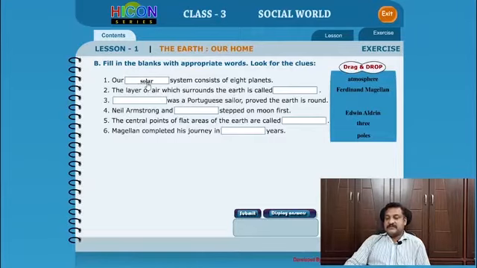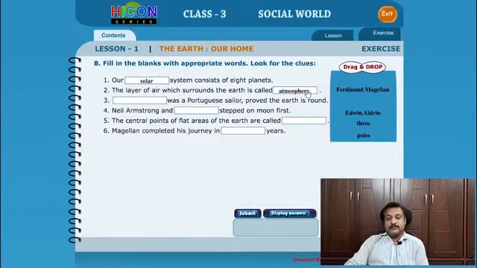Our solar system consists of 8 planets. The layer of air which surrounds the earth is called the atmosphere.